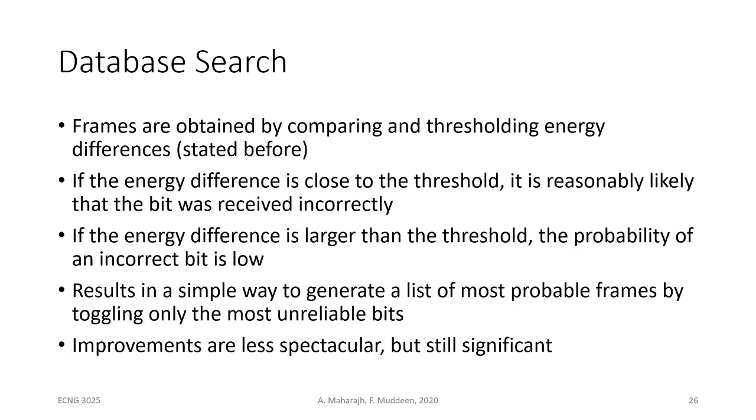Now, a general way for improving the system is that when we obtain the frames, we can compare and threshold energy differences as we saw in a few previous slides. And if the energy difference is close to the stated threshold, it's reasonably likely that the bit was received incorrectly. However, if the energy difference is larger than the stated threshold, the probability of an incorrect bit is going to be low. And this method results in a very simple way to generate a list of the most probable frames by toggling only the most unreliable bits. The improvement isn't that spectacular, but it is still significant as a speed up regarding the actual search and retrieval application itself.